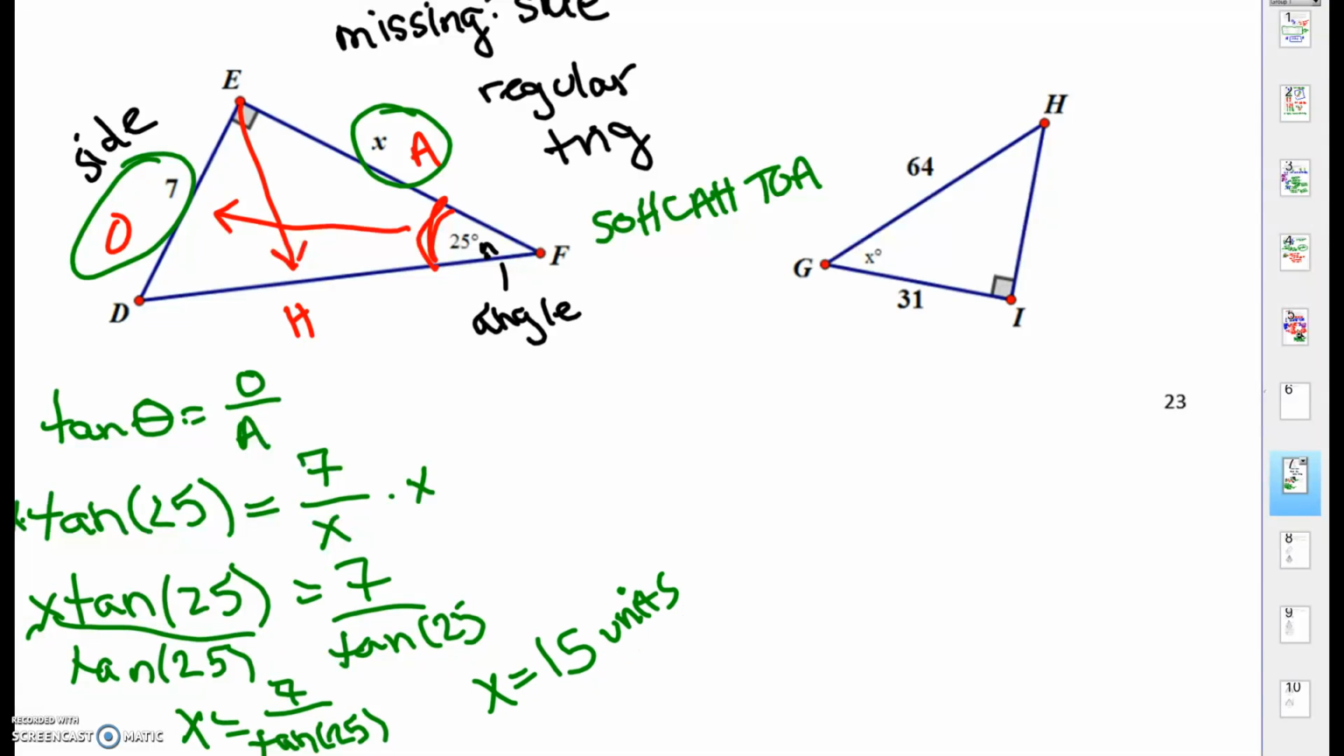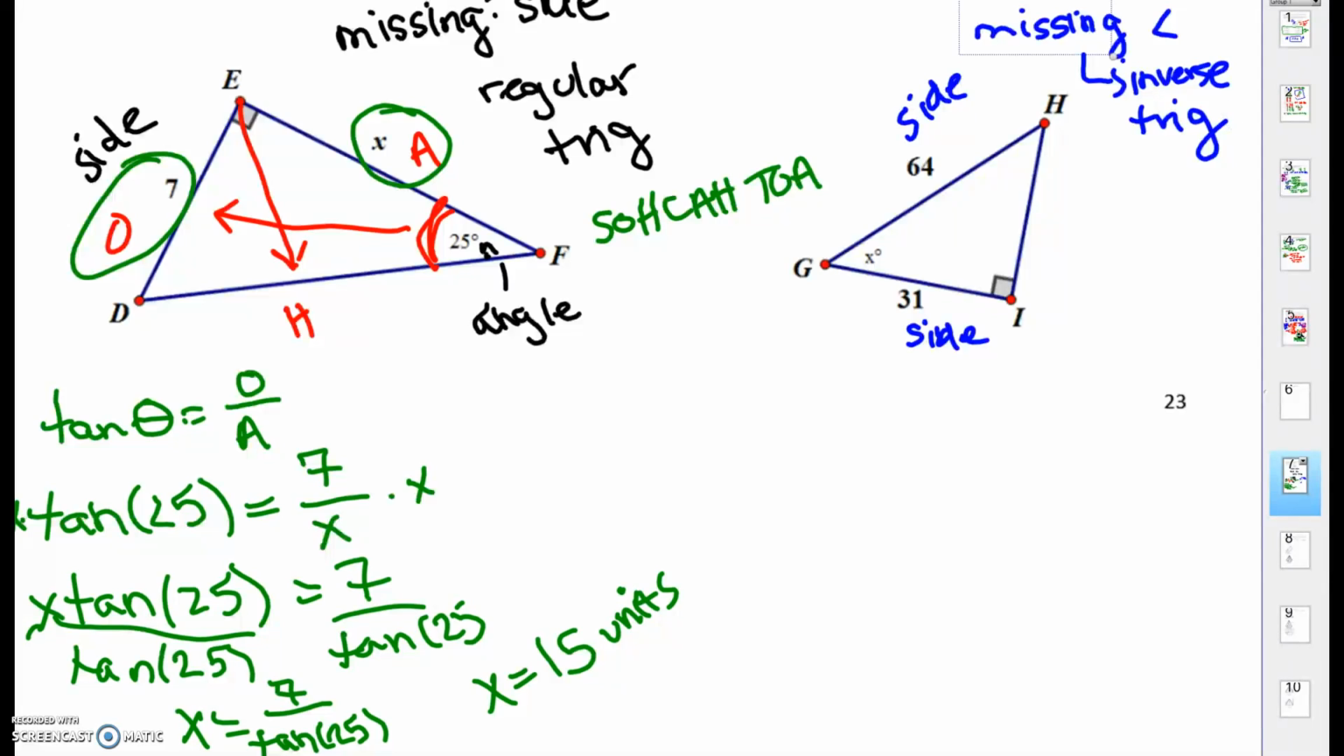All right, let's take a look at our next question here. In this problem, we're given a side and a side. I'm missing an angle, so that means we're going to use inverse trig to find the missing angle. Okay, so now let's take a look. This is my missing angle. Opposite of it is HI. Opposite my 90-degree angle is my hypotenuse, which means that this is my adjacent side.